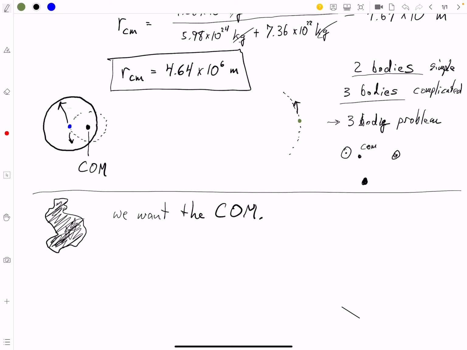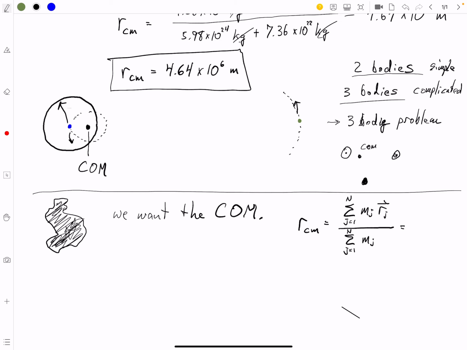Okay, so let's look at our R_CM, and of course we can write it out like this. So we're going to go from j equals 1, m_j r_j, and we're going to divide by the sum from j equals 1 to N of m_j. Okay. All right. So that's our center of mass.